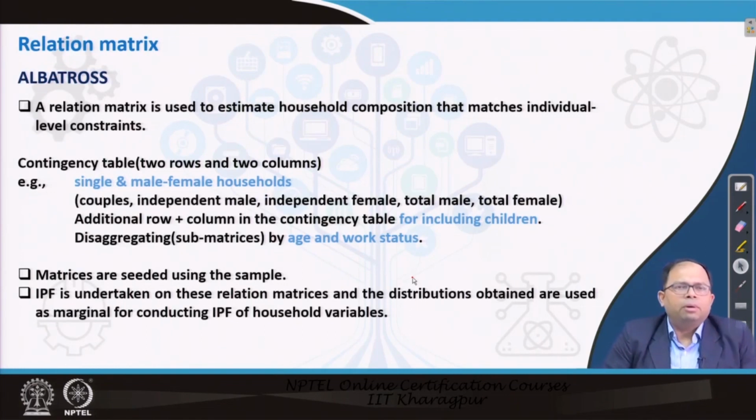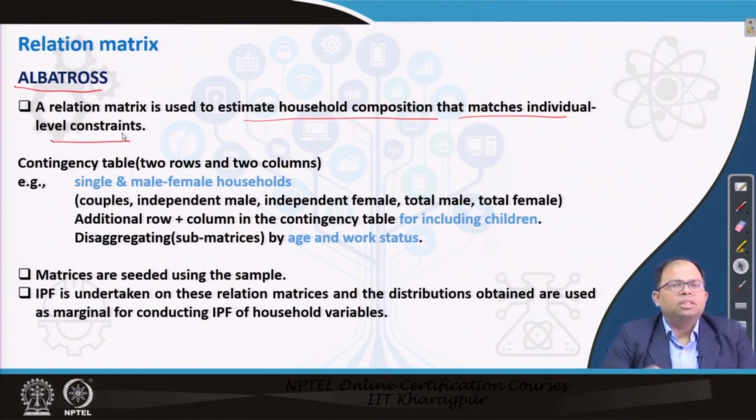So, now talking about some other software, or rather some other methods. In the Albatross method, as we were discussing earlier in the previous lecture, a relationship matrix is created and used to estimate household composition that matches the individual level constraint. So, this is a new method. Unlike the IPF method, here our relationship matrix is first determined.